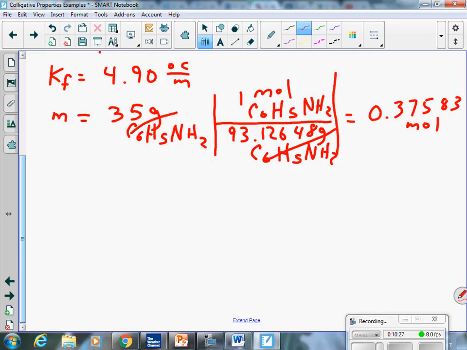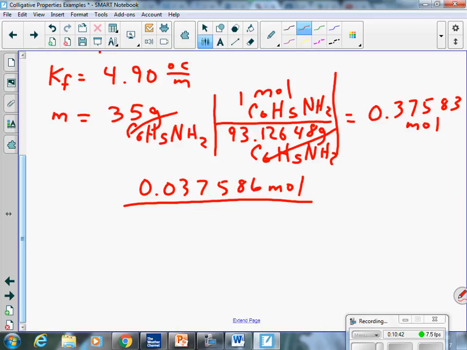So now I've converted that to moles. I've got to find my molality. 0.37583 moles over how many kilograms? It is 500 grams. So that's going to be 0.500 kilograms. So my molality is going to be 0.75167 lowercase m for molal.